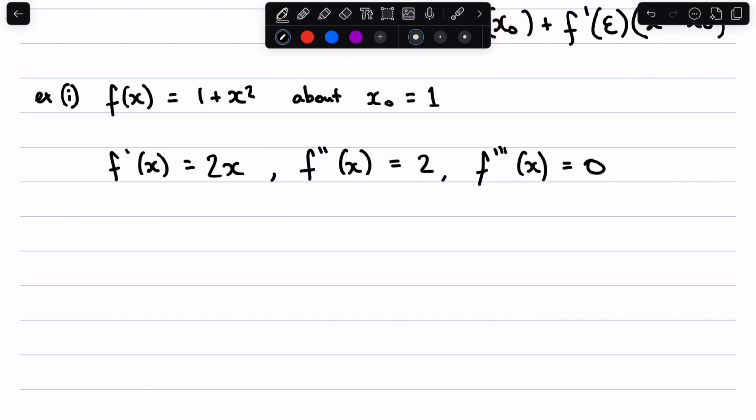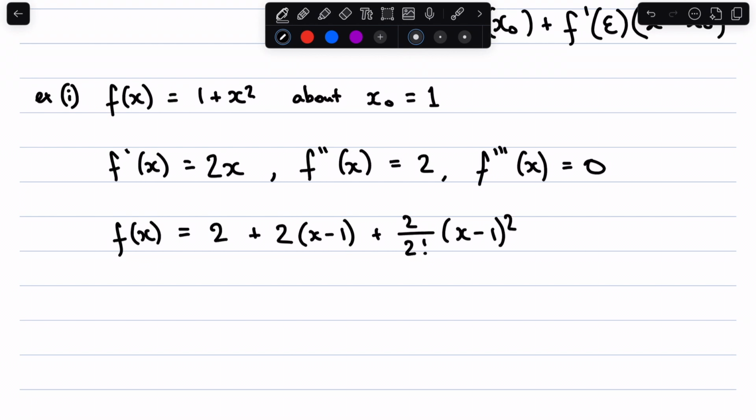So if we write this out, we would have that f of x can be written as 2 times our x naught, which is 1, plus 2 times our x minus x naught, which is going to be x minus 1, plus 2 over 2 factorial times x minus 1 squared, and then no more terms after that. So this is our Taylor series expansion of the function f of x equaling 1 plus x squared.